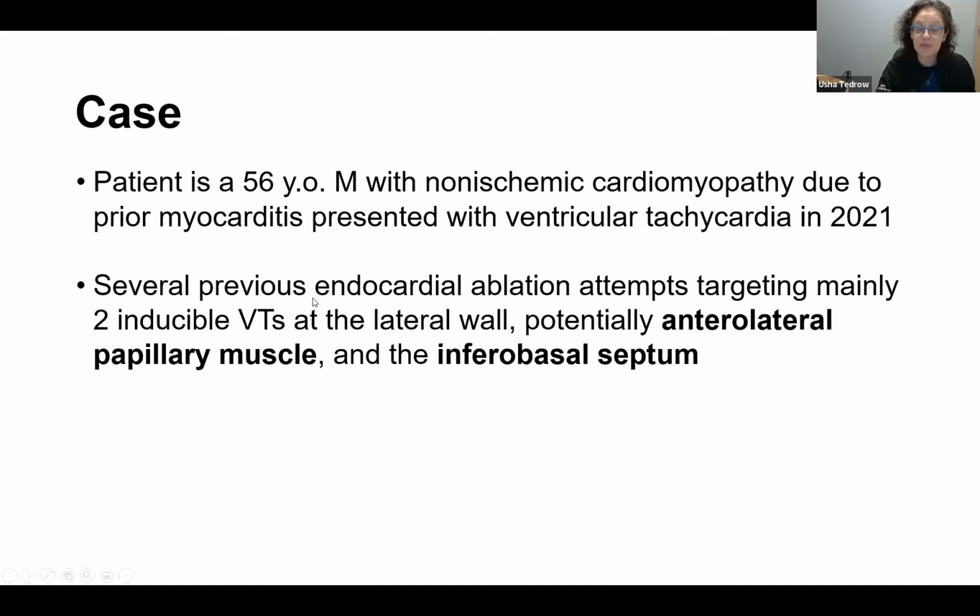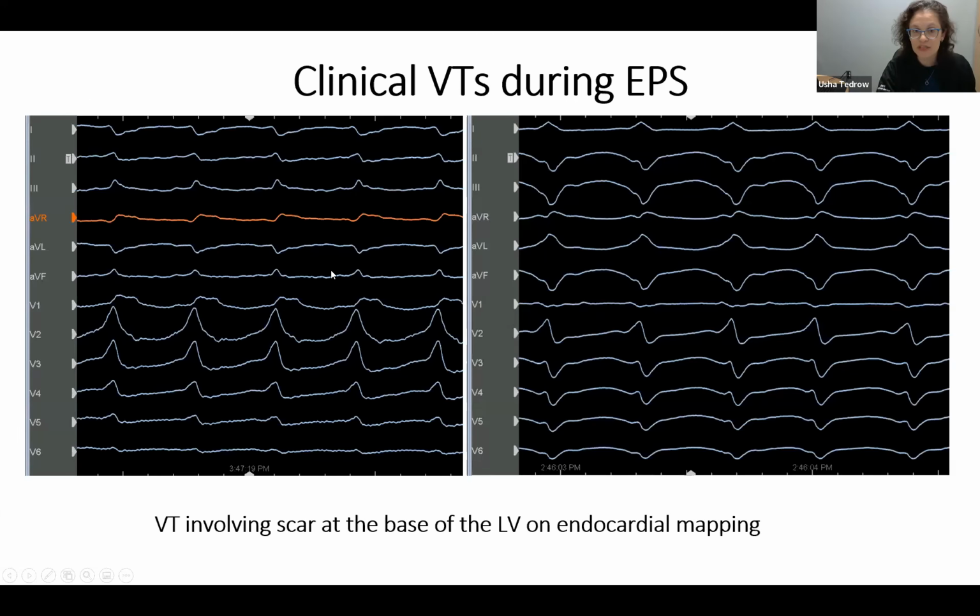He'd had multiple, I think 4 or 5 endocardial ablation attempts, and they were targeting 2 VT morphologies, one coming from an area that they thought was the anterolateral papillary muscle, and the second that was the infrabasal septum. And these were the 2 VT morphologies.